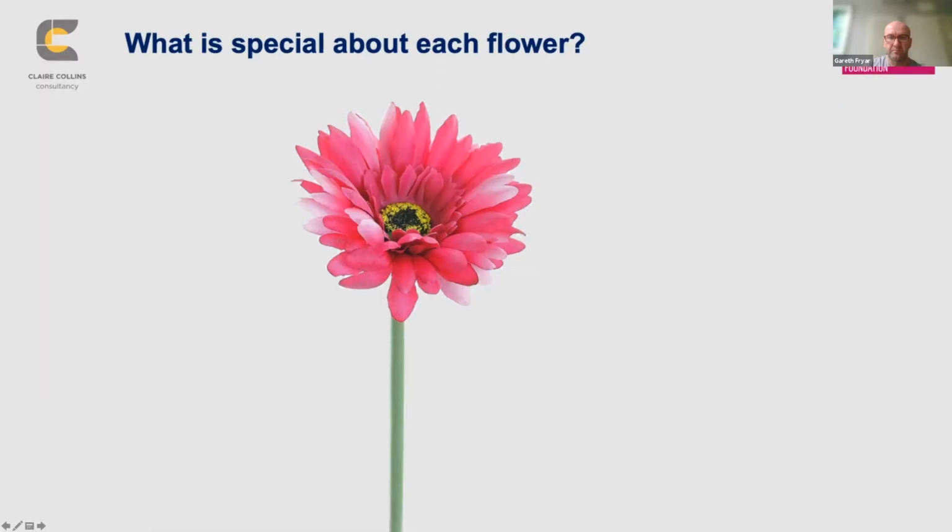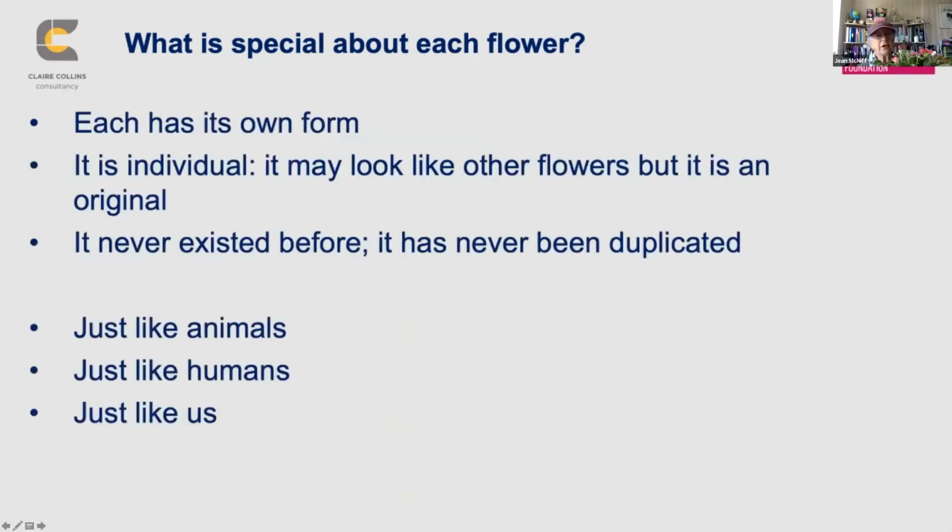You ask yourself, well, what's special about each flower? Next slide. If you look, here you go. Each flower has its own form. It's individual. It may look like other flowers, but it's an original. And by saying it's an original, the implication is it never existed before, and it's never been duplicated out of all the millions and billions and trillions of flowers in the world. Each one is unique.